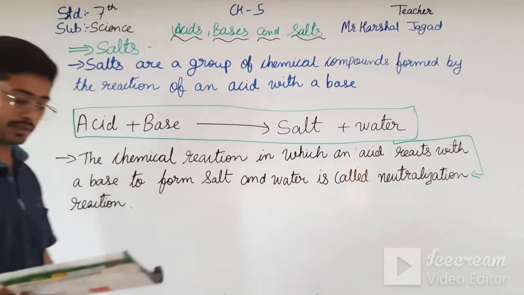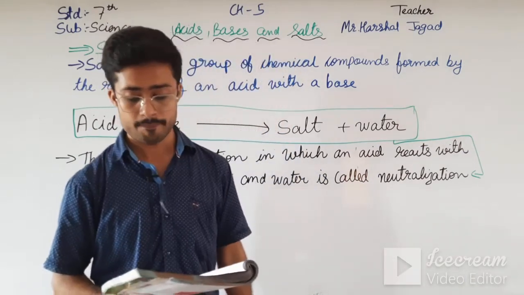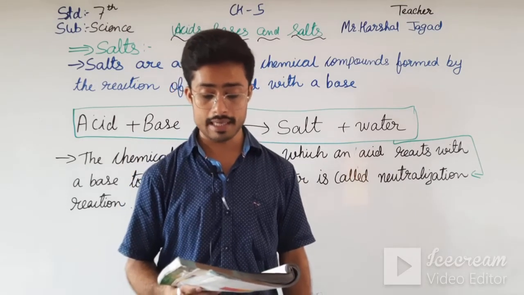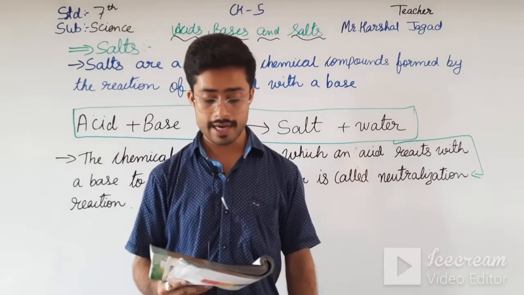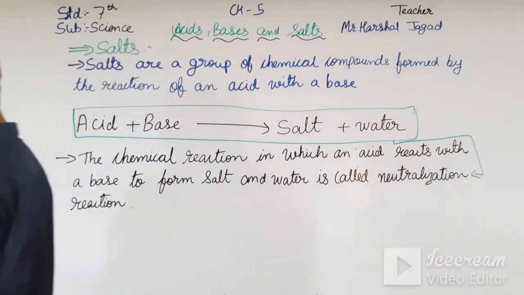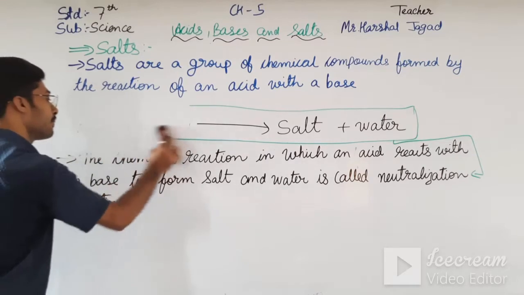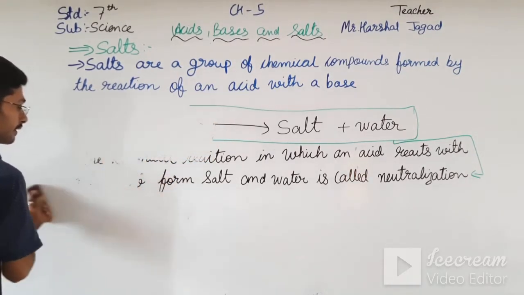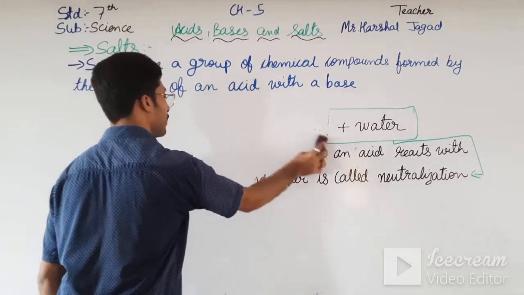Okay students, now what next is: different acids on reaction with different bases produce different salts. For example, common salt or table salt is formed by the reaction of hydrochloric acid with sodium hydroxide. See here, now we will take an example of it. Okay, students. So, the example of acid and base is common salt. Now, let us form a common salt.